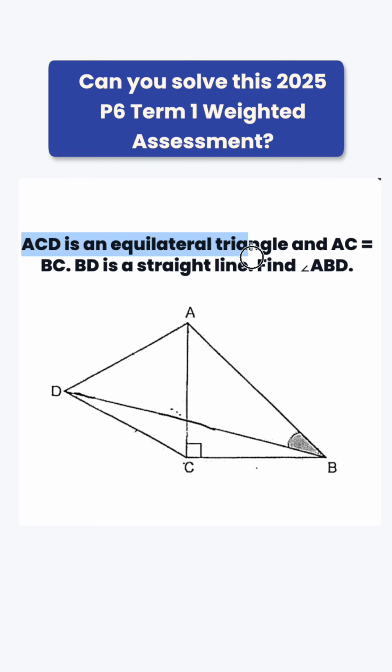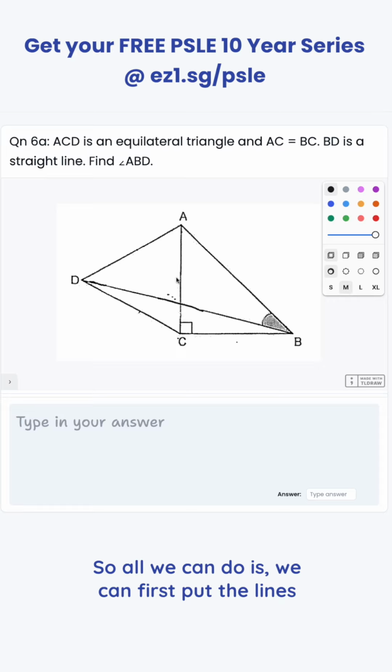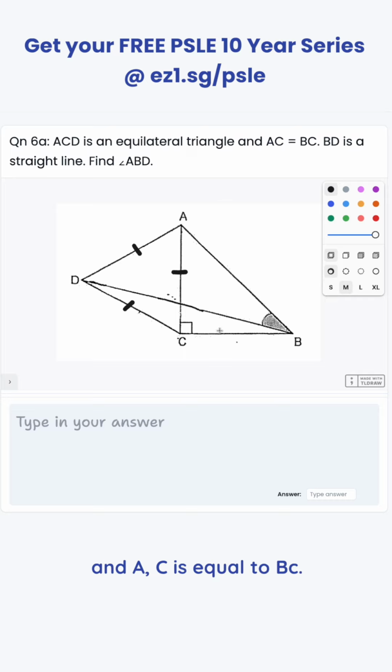ACD is an equilateral triangle and AC is equal to BC. BD is a straight line. Find ABD. Okay, so ABD is this shaded angle over here. So what we can do is first put the lines to indicate ACD is an equilateral triangle and AC is equal to BC.